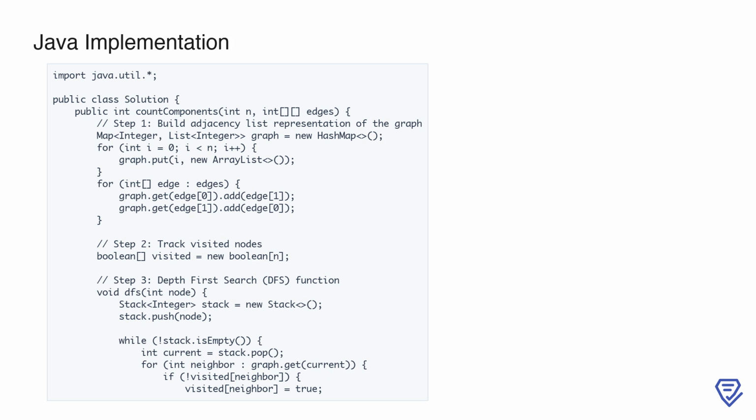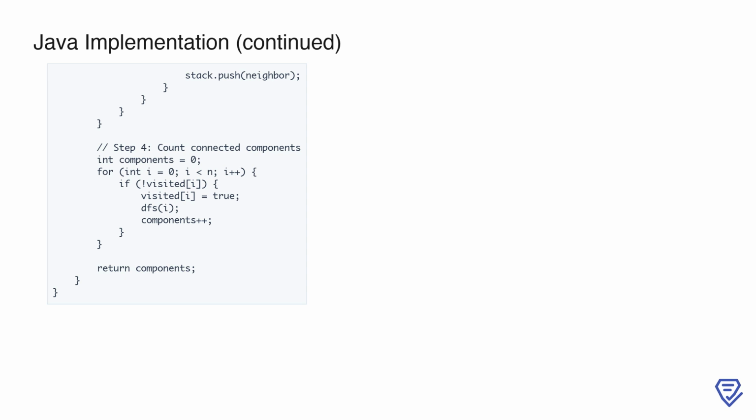This function uses a stack to manage traversal, starting with the input node. As we process nodes, we explore their neighbors, marking them as visited and adding them to the stack for further exploration. To count the number of connected components in the graph, we iterate through all the nodes. For each node that hasn't been visited, we mark it as visited, call the DFS function to explore all nodes in its connected component, and increment our component count.